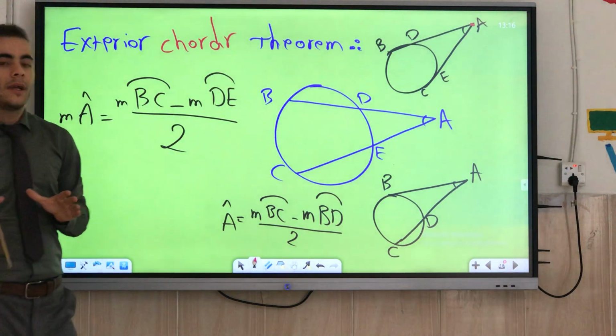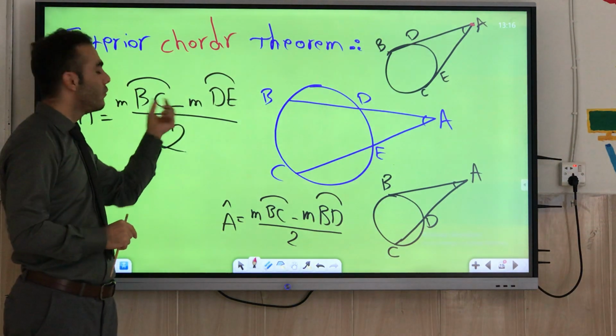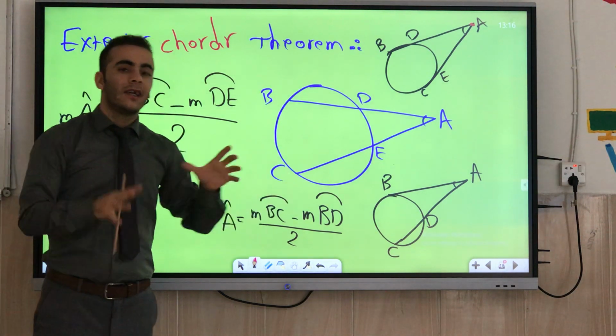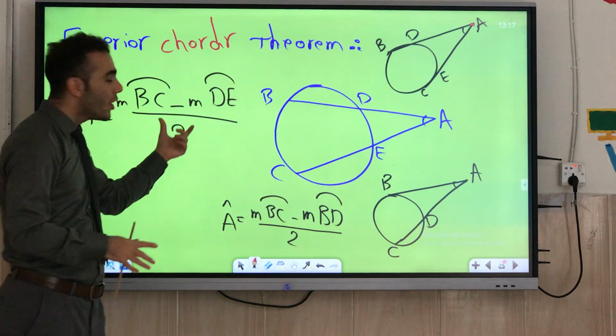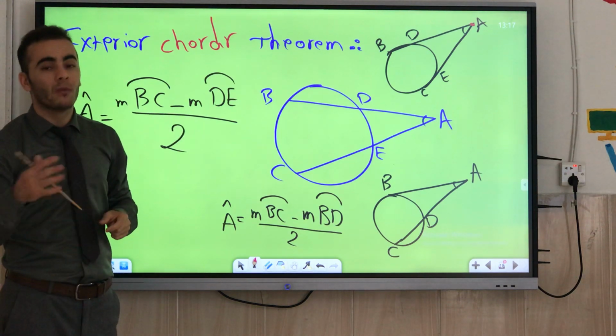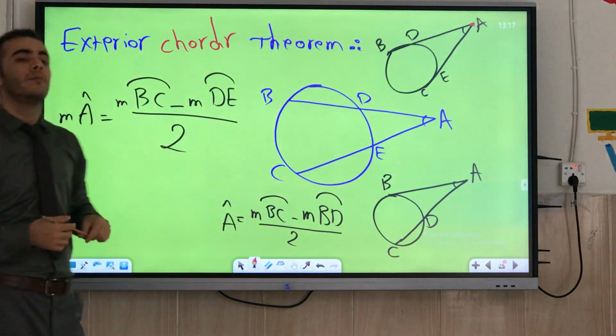The only difference between interior and exterior is the sign between them. For the interior, we just add the intercepted arcs, but here in exterior we will subtract the intercepted arcs, the smaller one subtracted from the bigger one.